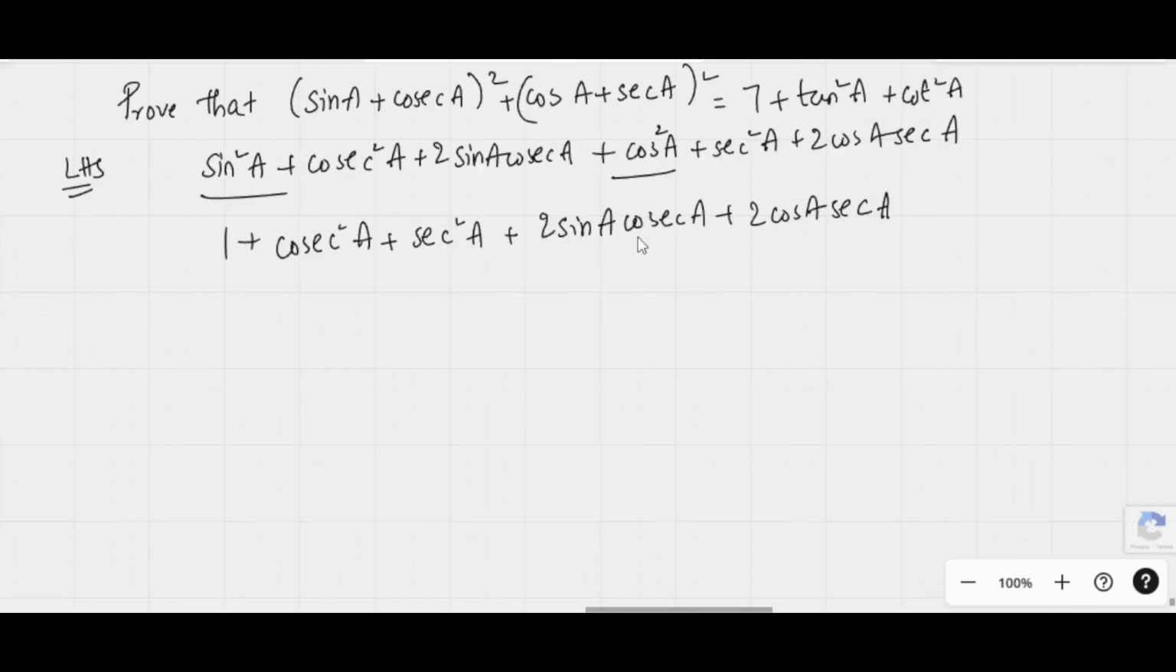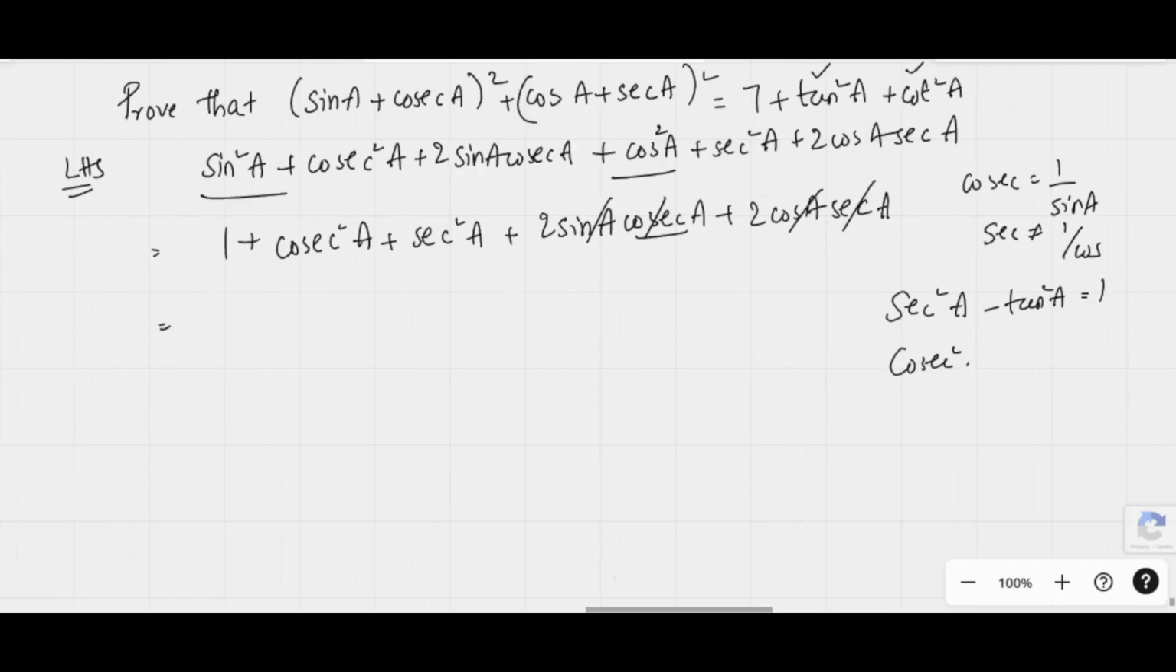See here, cosec is nothing but 1 by sine. So I can write it as 1 by sine. Even sec I can write as 1 by cos. So then what will happen? This one will cancel, this will cancel. Done. But I want the RHS in the form of tan and cot, so I am using my identities. I know that secant square A minus tan square A is equal to 1. Also cosecant square A minus cot square A is equal to 1.